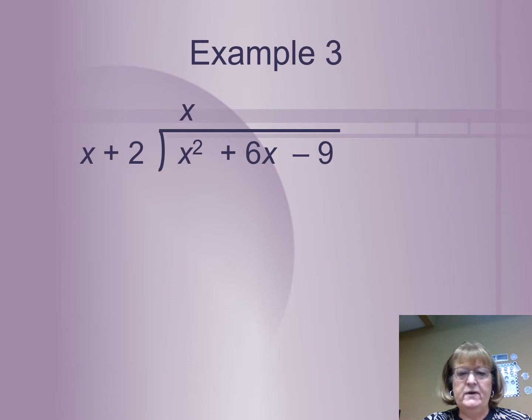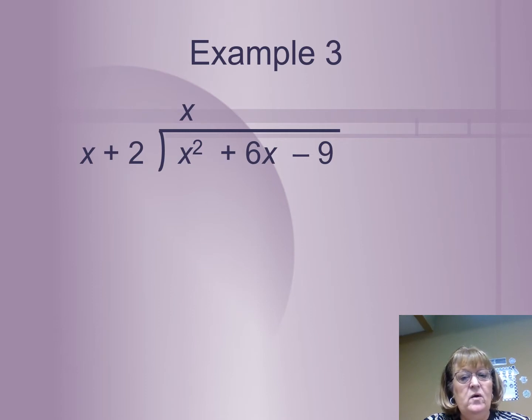So the first step is to look at the first term, x squared, in the dividend, that's inside the division symbol, and look at the divisor on the outside. You're going to say to yourself, take the first term, x squared, divided by x. What is x squared divided by x? We know that is x, because 2 minus 1 is 1. So we put x right above the x squared.